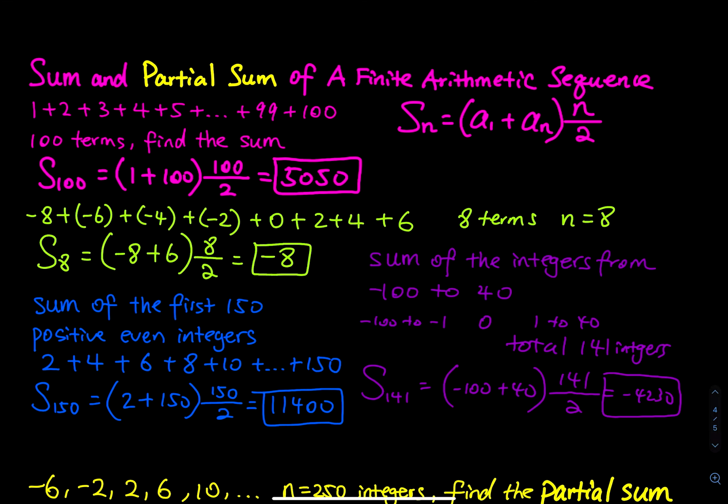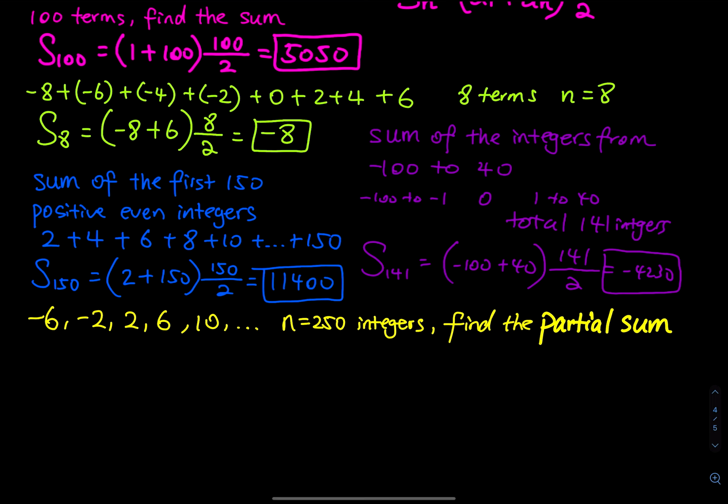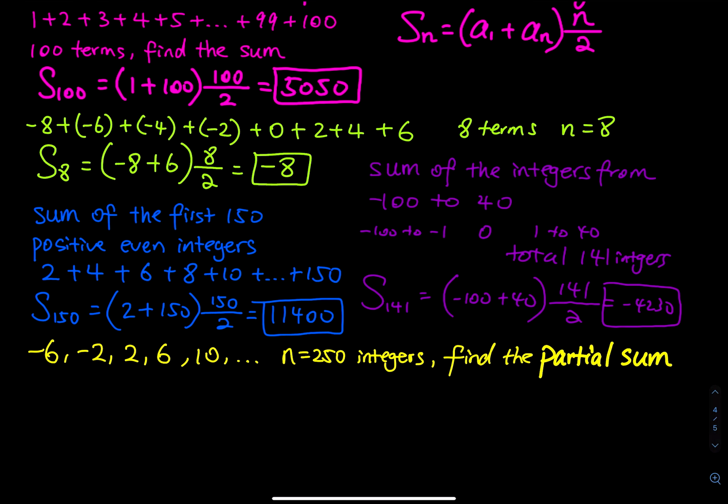And then how about the next problem? The next problem, what do we have? We have negative 6, negative 2, 2, 6, and 10. There are 250 integers. Find the partial sum. Okay, so this is an arithmetic sequence because from negative 6 to negative 2 we add 4, right? And then this one we add 4, and this one we add 4, and this one we add 4. So the common difference is negative 2 minus negative 6, which equals 4. That is the common difference.